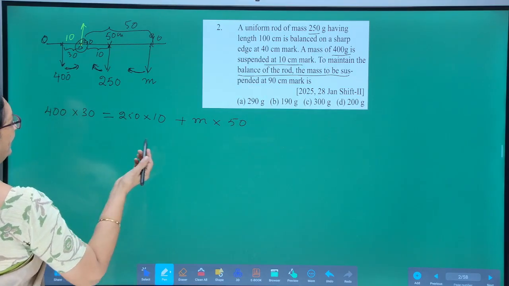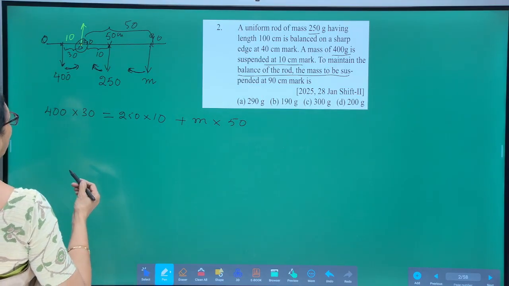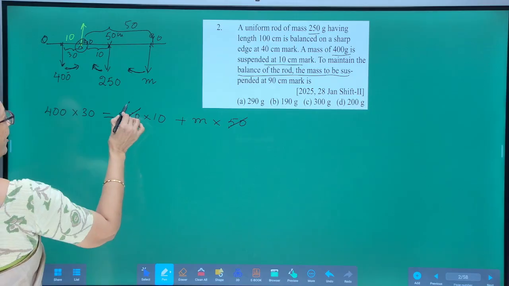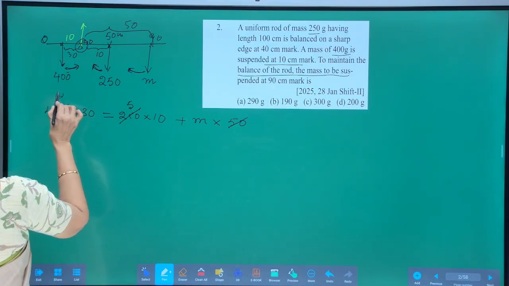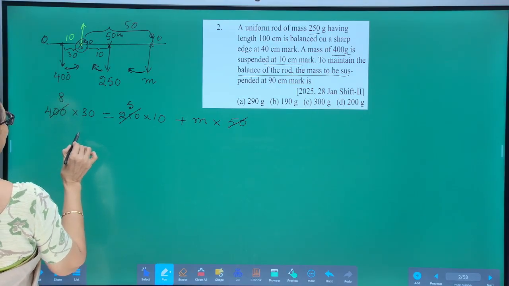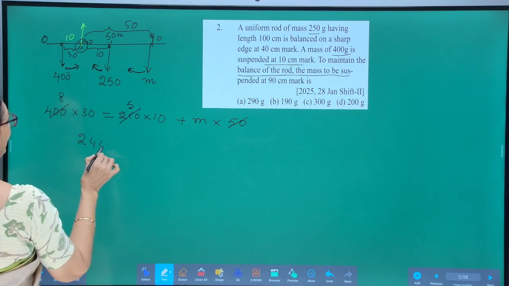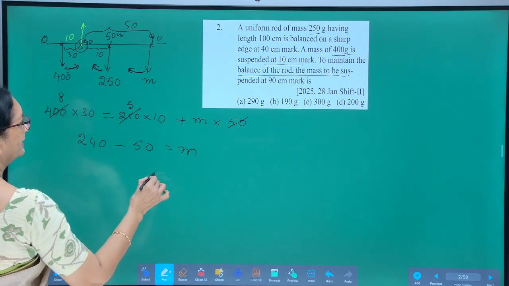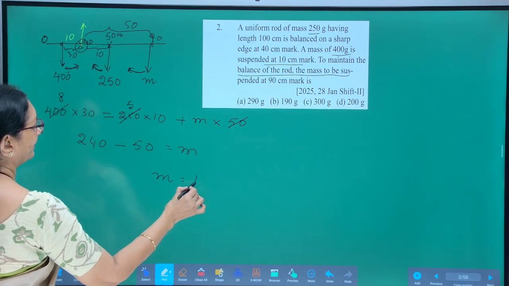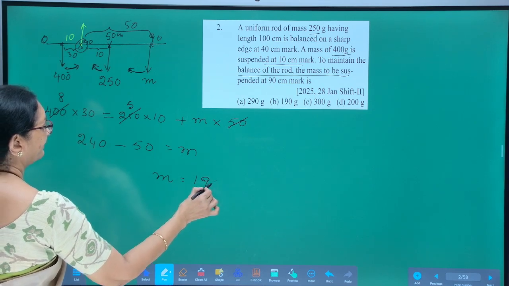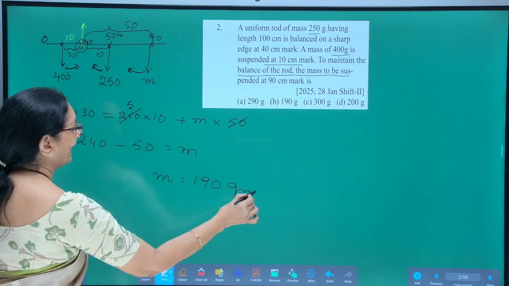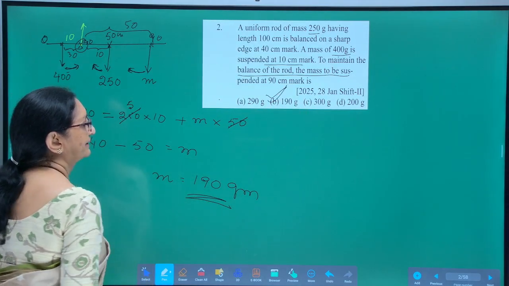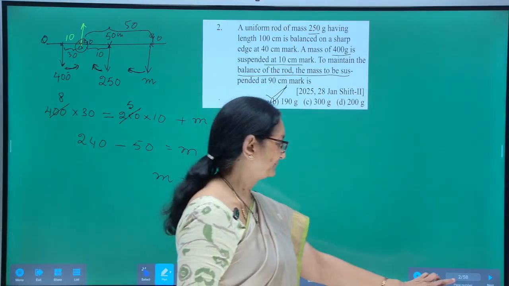So, here if you look at it very clearly, this 50 can be taken as a common factor and cancelled. So, this is 830, 240 minus 50 is equal to m. So, from this, m is equal to 240 minus 50, which is 190 gram. So, this is the correct option for that problem.